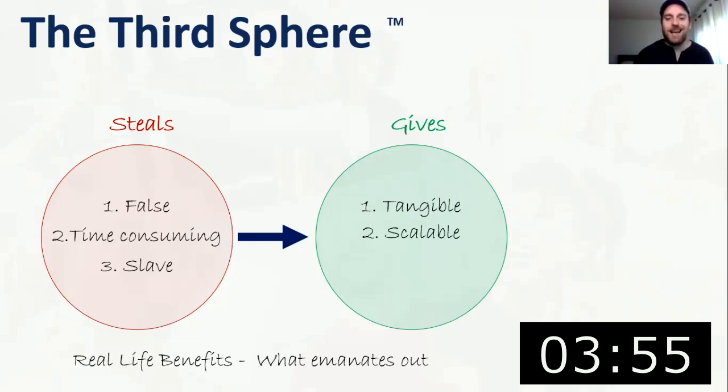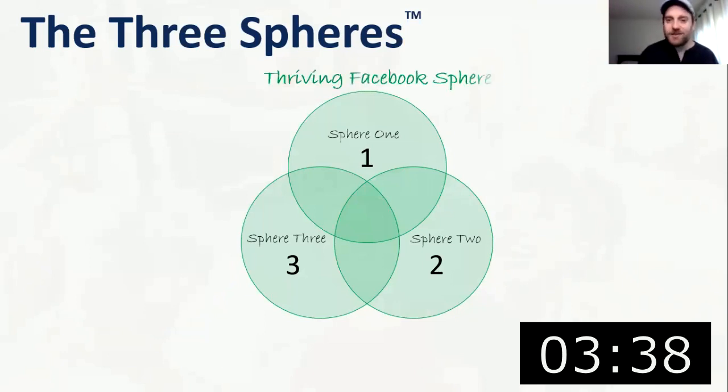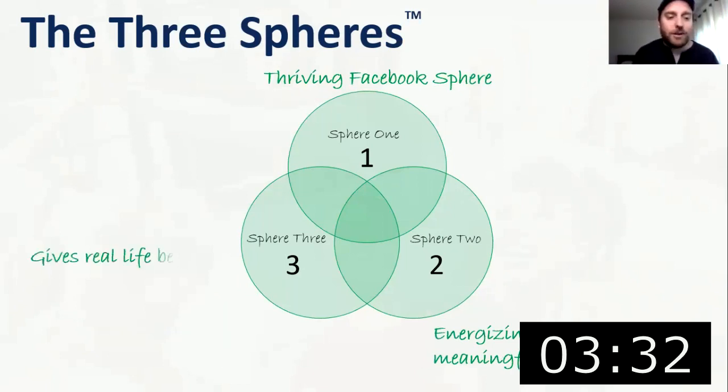And instead of being a slave, your Facebook profile can serve you in 2021. That's what I want for you. I want it to serve you more than we could ever possibly imagine. So this is the tale of the three spheres. One, the first tale, thriving Facebook sphere, energizing and meaningful sphere. And it gives you real life benefits. That's what we want for you.